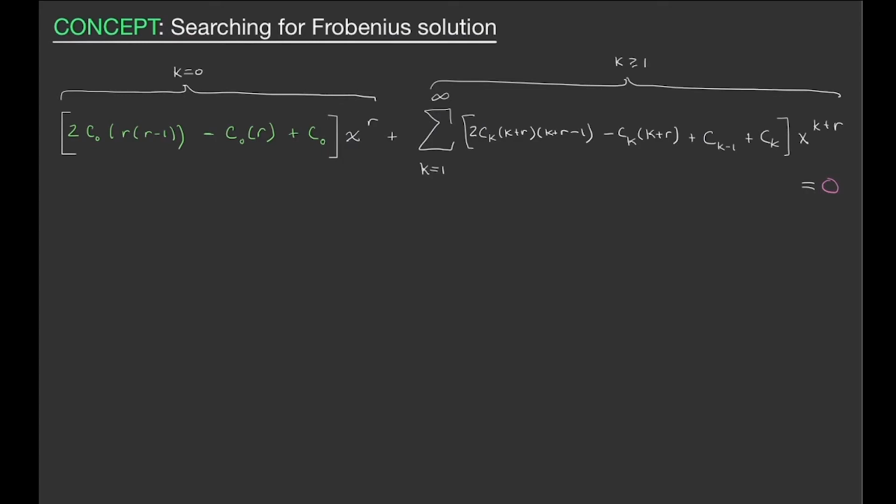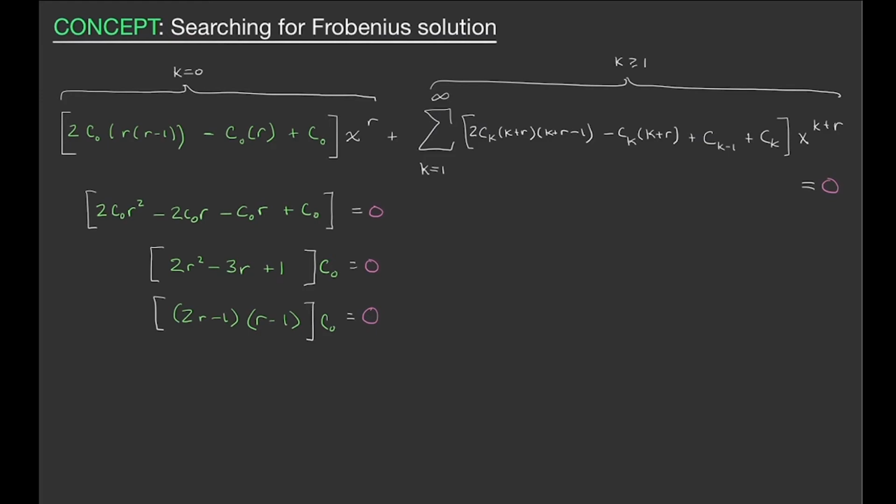Now, as we said, the coefficient should be equal to 0 because there's the same number of x to the r's on the left-hand side as the right-hand side. A simplification shows us that we should have this expression equal to 0. And we can factor that to get this. Now, what this tells us is something has to be equal to 0.